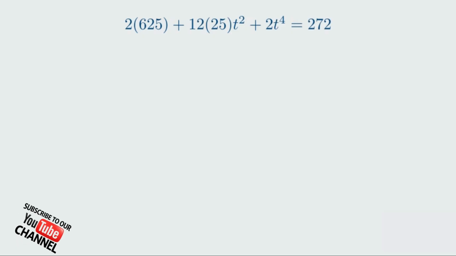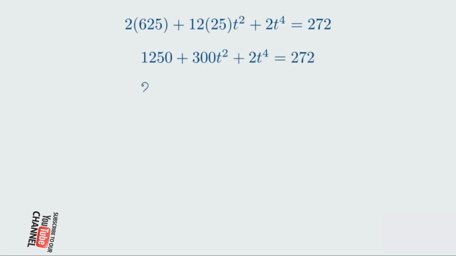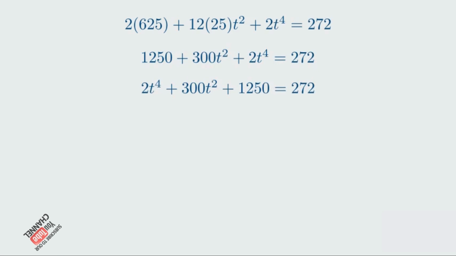Let's simplify our equation. 2 times 5 to the fourth plus 12 times 5 squared t squared plus 2t to the fourth equals 272. Let's work through the numbers. 5 to the fourth is 625, and 5 squared is 25. So, we have 2 times 625, which is 1250, plus 12 times 25, which is 300, t squared, plus 2t to the fourth equals 272. This gives us 2t to the fourth plus 300t squared plus 1250 equals 272.